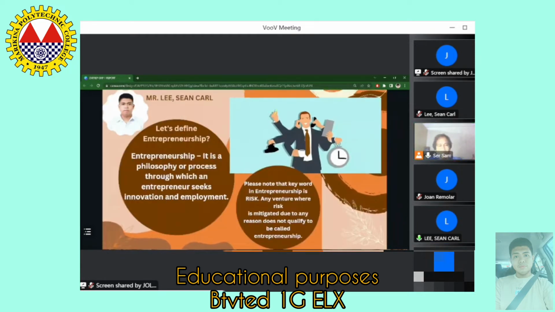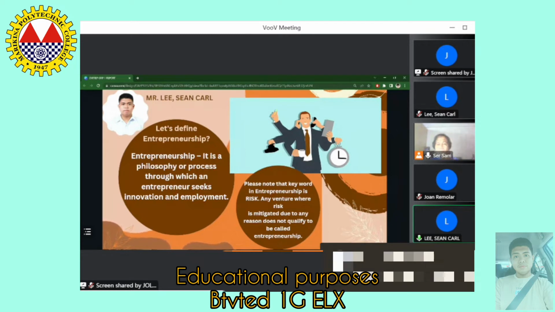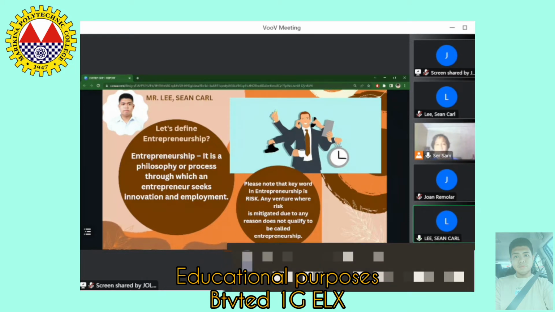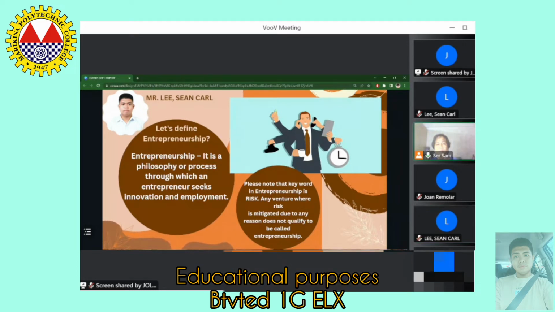So first, let's define entrepreneurship. Entrepreneurship is a philosophy or process through which an entrepreneur seeks innovation and employment. So dito, nakikita natin yung entrepreneurship, nagpaplano siya at gumagawa siya ng unique na product or services. And please note that the key word in entrepreneurship is risk. Any venture where risk is mitigated due to any reason does not qualify to be called entrepreneurship. So, di ba, meron tayong mga businessman at entrepreneur na nagre-risk talaga, and yung result nito ay pwedeng maging positive or negative. Next slide, please.